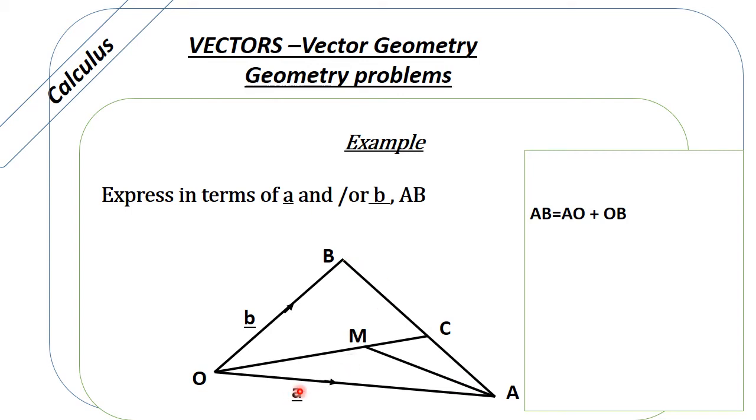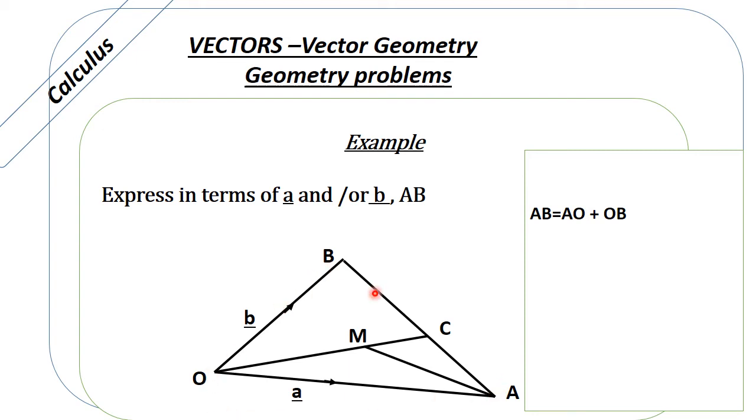A magnitude is something like this. This is the magnitude of the vector, and the arrows show direction. Another path you can use to go to B is AM plus MC plus CB, but you don't have magnitudes. So the best path with magnitudes is through O. You go from A to O because there's a magnitude here, and then you move from O to B because there's magnitude here. So AB is equal to AO plus OB.